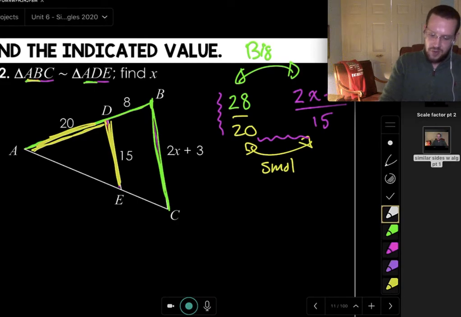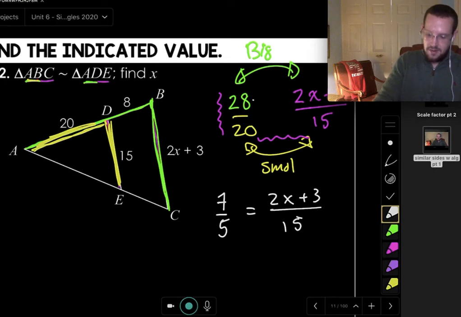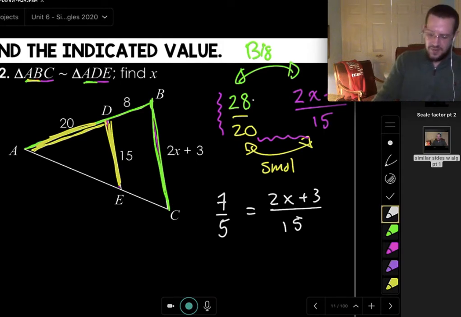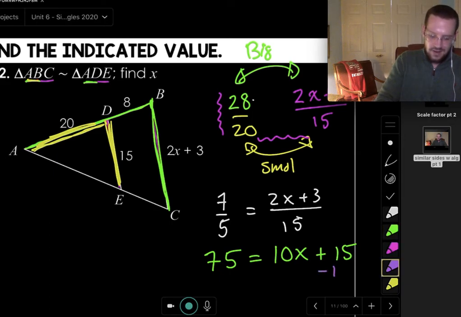So let's do some solve. Well, this is actually 7 over 5. We saw this one before. 7 over 5. So I'm going to use the smaller numbers because I can math. And okay, can I really though math? Let's see. 15 times 7 is 75. 2x times 5 is 10x. 5 times 15, 5 times 3 is 15. And yeah, so, oh, perfect. This is going to be a great and easy problem to solve.